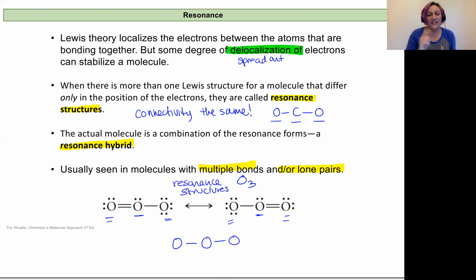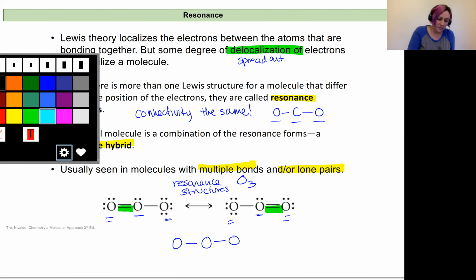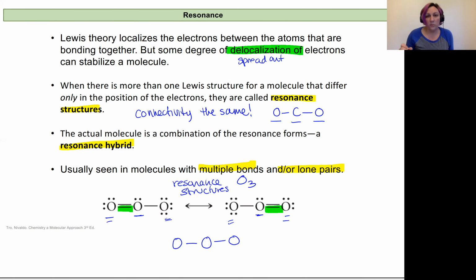What does change is the placement of the double bond. Note that the double bond is between the two leftmost oxygens in one structure and between the two rightmost in the other. The other thing that changes is the lone pairs. We still need to satisfy our octet rule at the end of the day. We need to build reasonable Lewis structures. That requirement hasn't left just because we're doing resonance structures. Here I've got the third lone pair on the oxygen to the left, and here it's on the right. So the lone pair switches sides and the double bond switches sides.